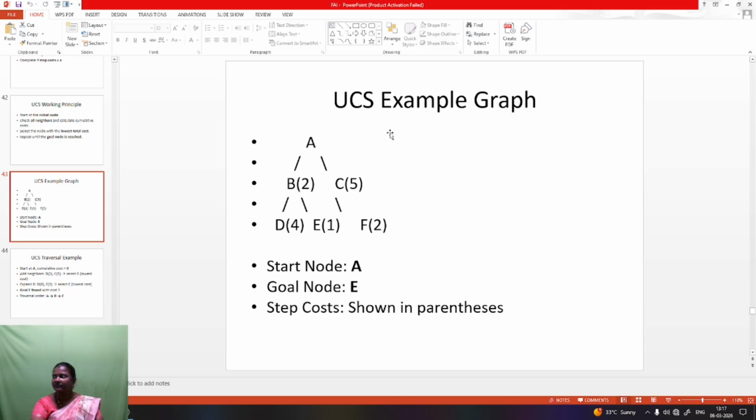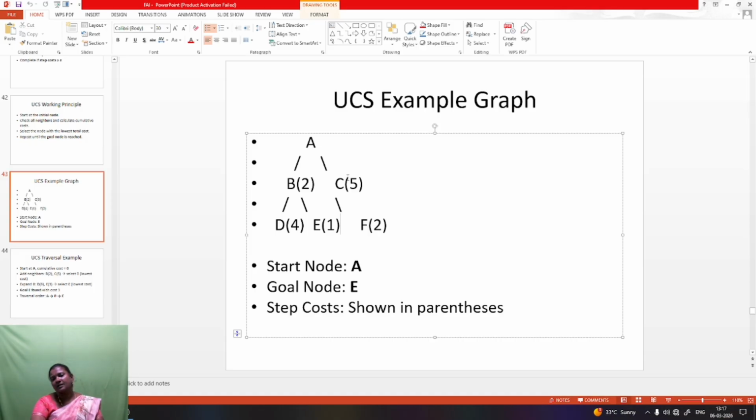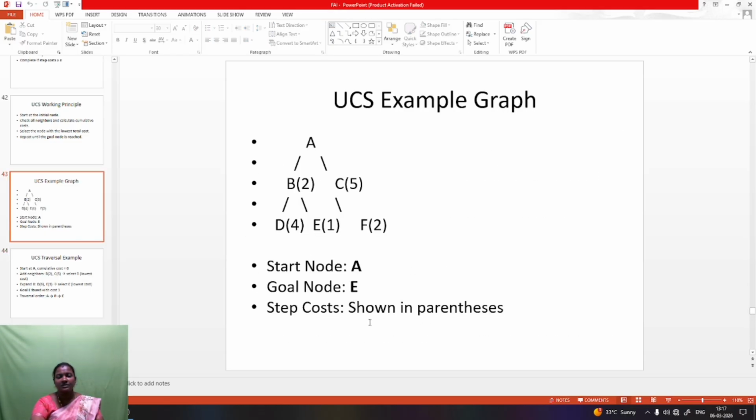Use this example graph. Here the parent node is A. The path cost for A to B is 2 and for A to C is 5. Similarly, the path cost for B to D is 4 and for B to E is 1. And the path cost for C to F is 2. Here the start node is A and the goal node is E. The step cost is shown in parentheses. Here the step cost is known as path cost.